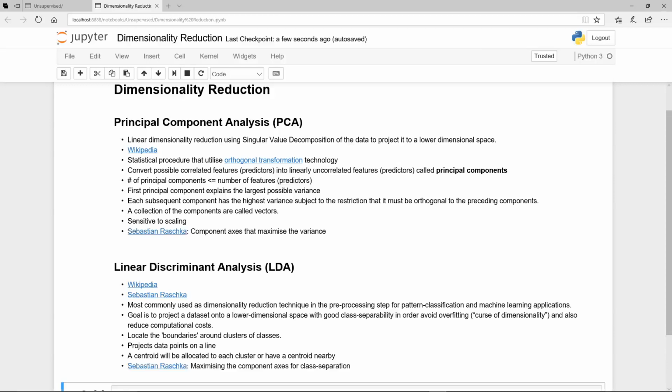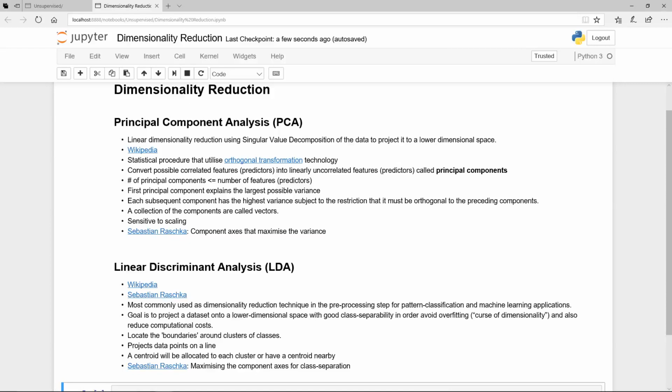So I guess the other way to put it, as Sebastian quite nicely has placed it, is that with PCA you have the component axes that maximize the variance itself, whereas for LDA, or linear discriminant analysis, it maximizes the component axes for class separation. So that's really the basic idea of LDA here.